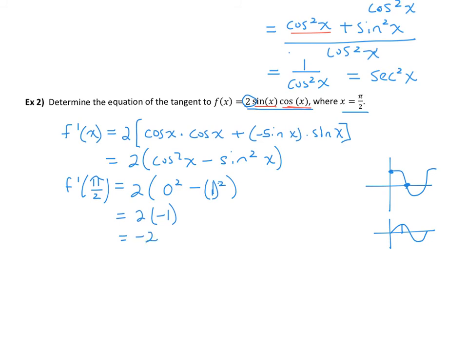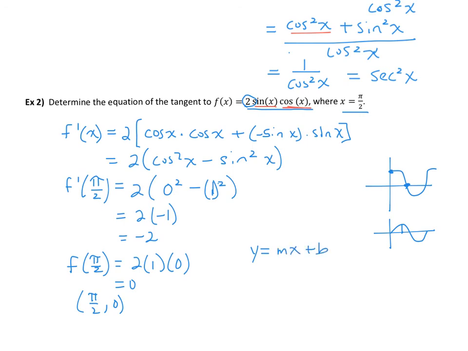So I know my slope is negative 2. So m equals negative 2. And I need my point. I need to figure out f at pi over 2. I need the y-coordinate at pi over 2. The sine of x at pi over 2 was equal to 1. And then the cos of x at pi over 2 was equal to 0. So that's equal to 0. So my point, my coordinate that I'm going to use with y equals mx plus b would be pi over 2, comma 0.